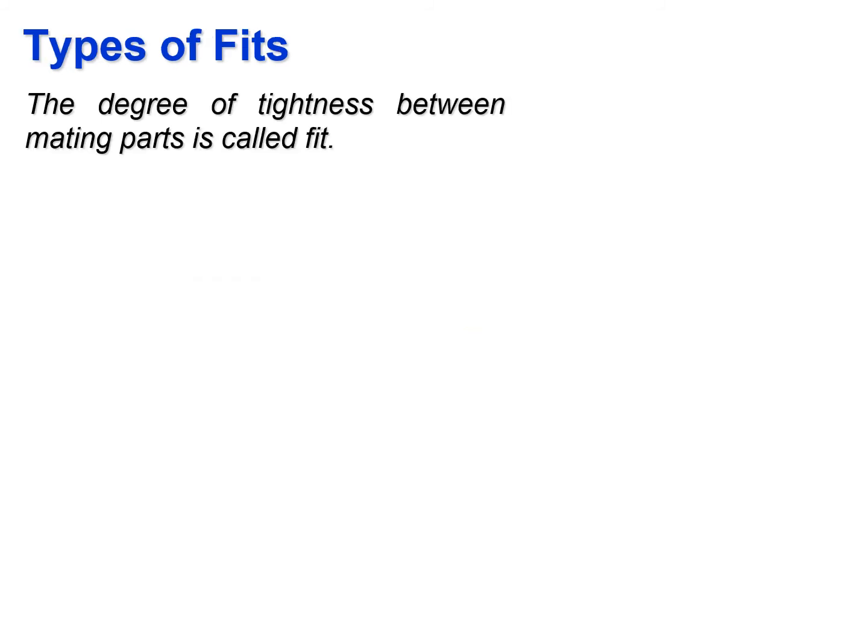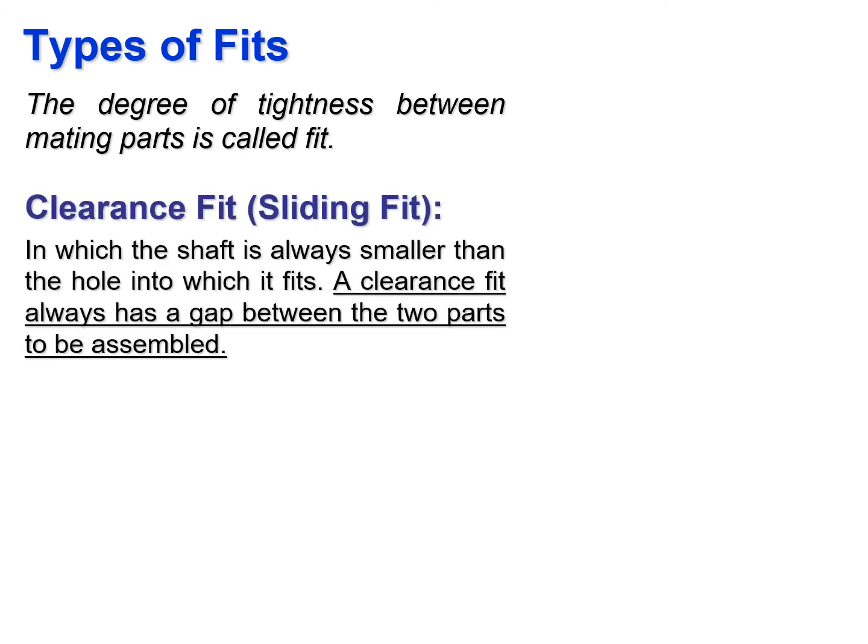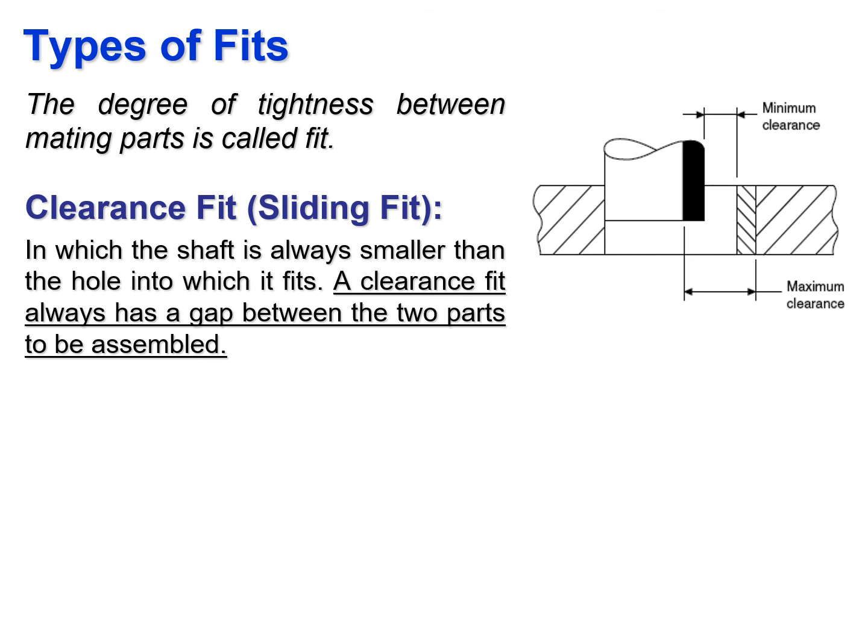Then the degree of fitness between two mating parts is called a fit, that is, how two parts fit together. So there is a clearance fit. In a clearance fit there is a gap between the two assembled parts. So right here, if this is a hole and this is a shaft, there will always be clearance. There will always be space between these two mating parts. So that is called the clearance fit.